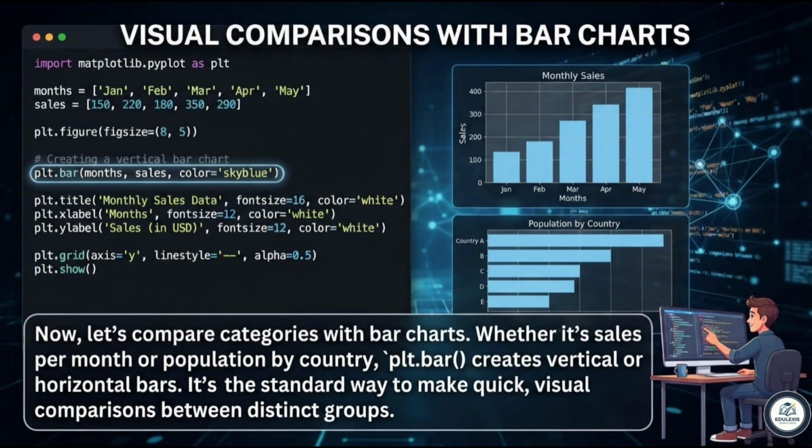Now, let's compare categories with bar charts. Whether it's sales per month or population by country, plt.bar creates vertical or horizontal bars. It's the standard way to make quick, visual comparisons between distinct groups.